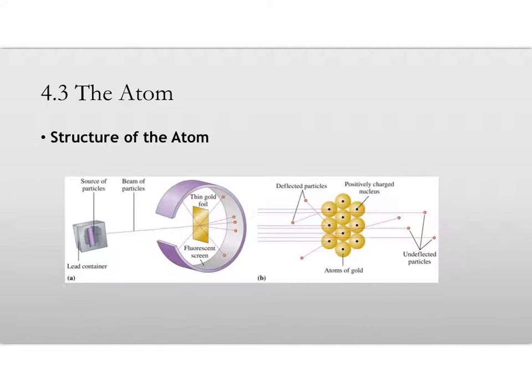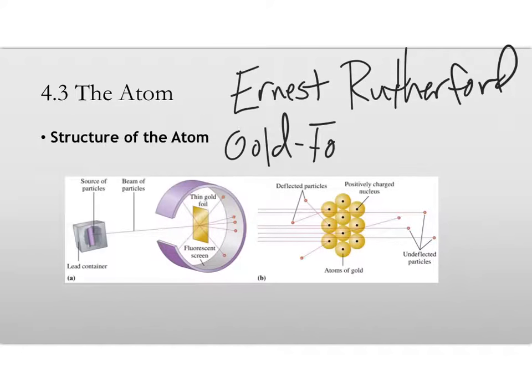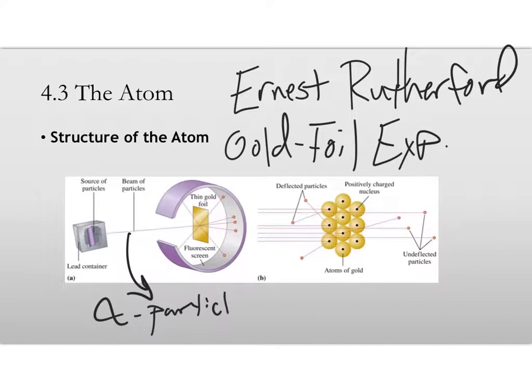Ernest Rutherford came along in 1911 and gave us the gold foil experiment. In the gold foil experiment, he took a foil of gold, like 3 atoms or so thick, and he bombarded it with a source of alpha particles, which it doesn't say here, but alpha particles, as we'll learn in the next chapter, are helium atoms that have a double positive charge.